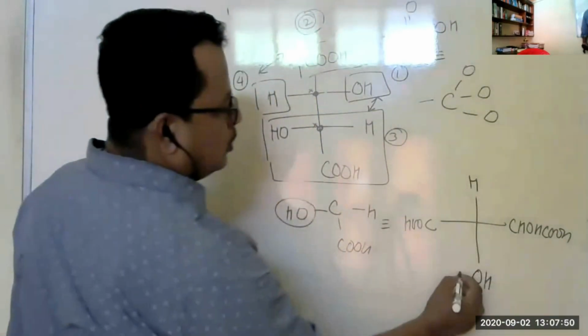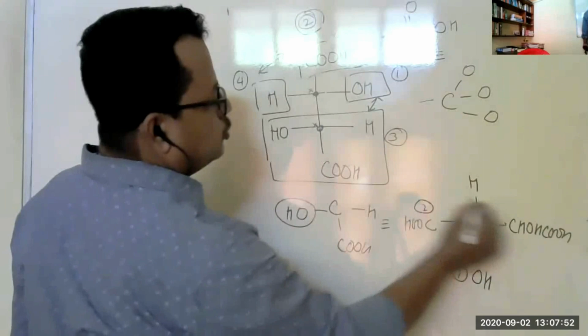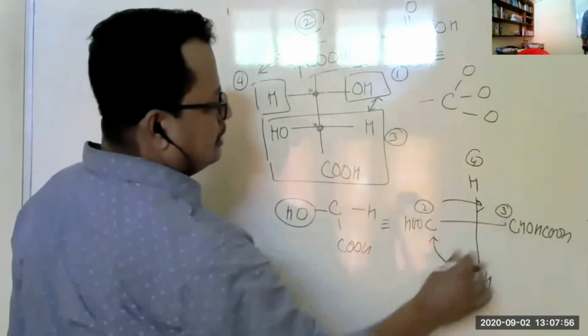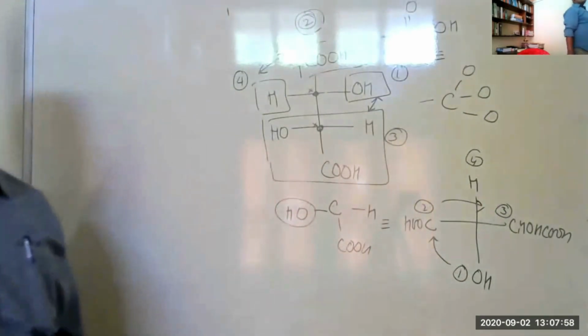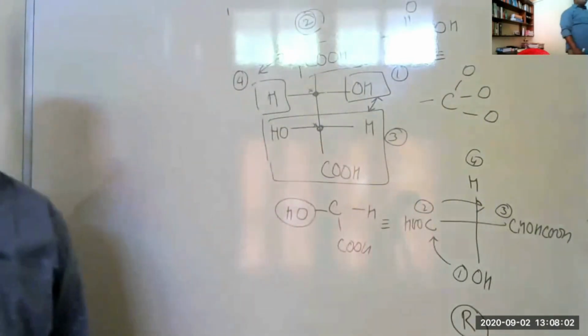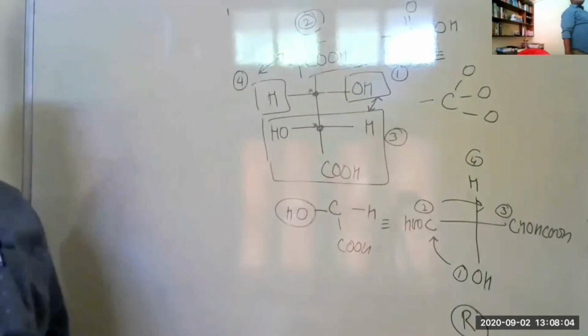So now 1, 2, 3, 4 sequence. It is clockwise. So we have configuration R. We have a configuration R.